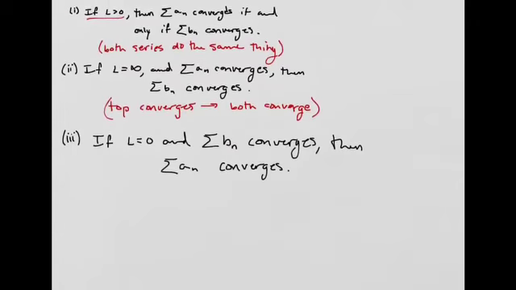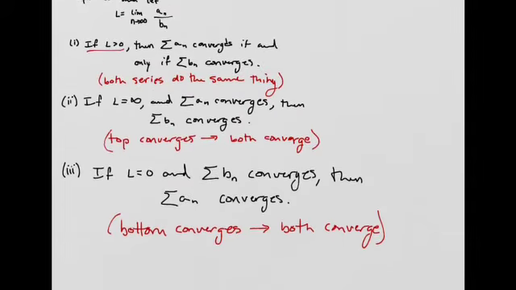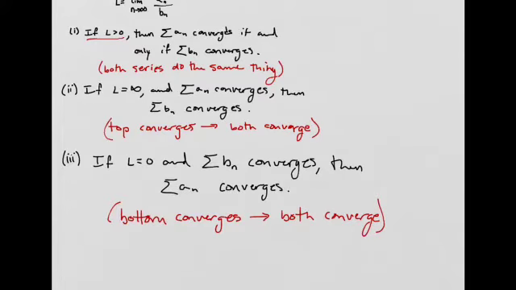And then the last one, if L equals 0 and b sub n converges, then a sub n also converges. So this one, bottom converges, that means both converge. And that's the limit comparison test. So make sure you're using these properly.